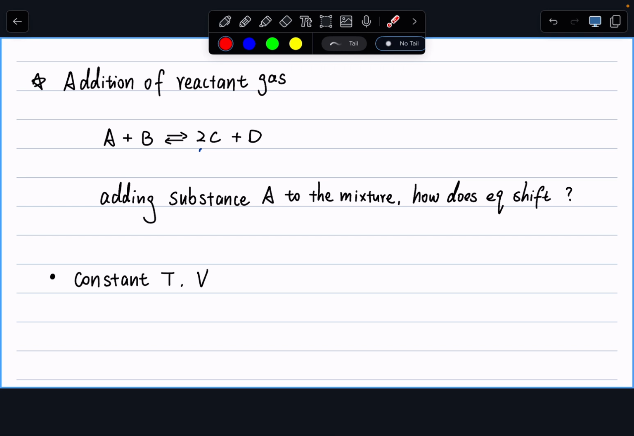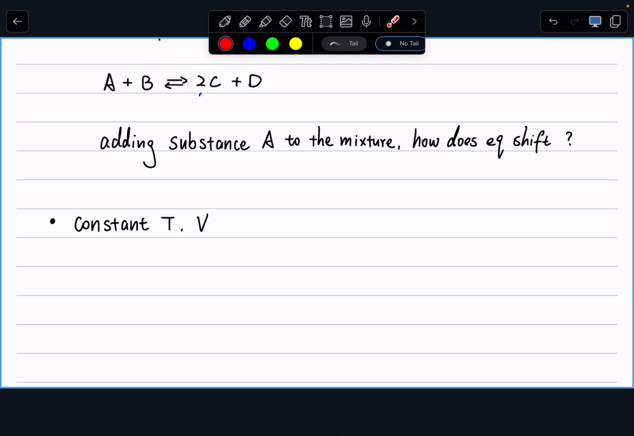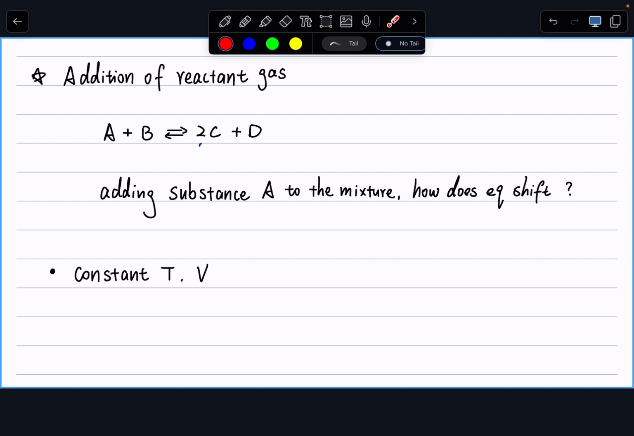So the first question we're trying to answer is, what if we have this reaction, AB goes to 2C plus D, and we're adding substance A into the reaction mixture and trying to predict how the equilibrium shifts. All right, so in this question, first we'll look at constant temperature and volume. So again, what do we have, right? So constant temperature tells me my Kp naught is not changing.